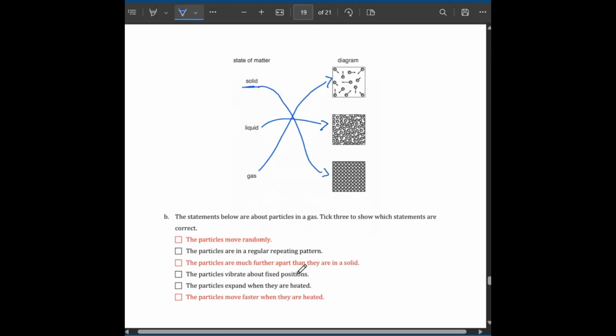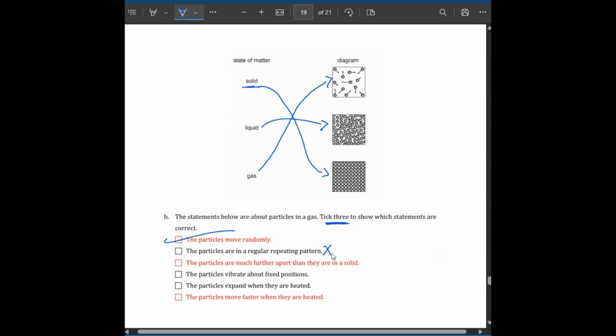The statements below are about particles in a gas. Take 3 to show. Pay attention to the questions. Which statement is correct? We know that particles move freely. Particles are in a regular repeating pattern? No, they are roaming freely.